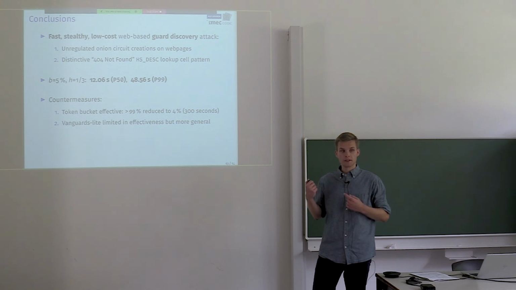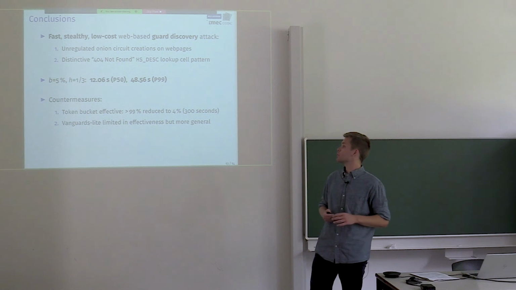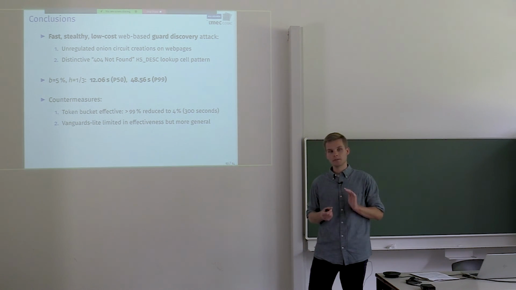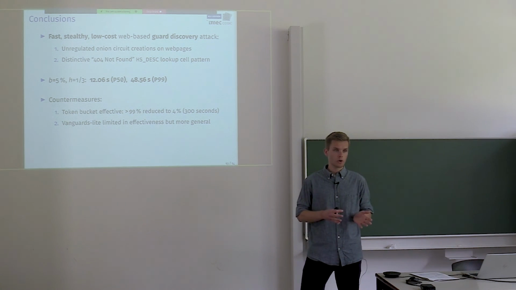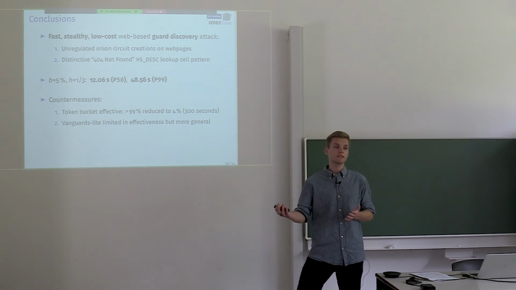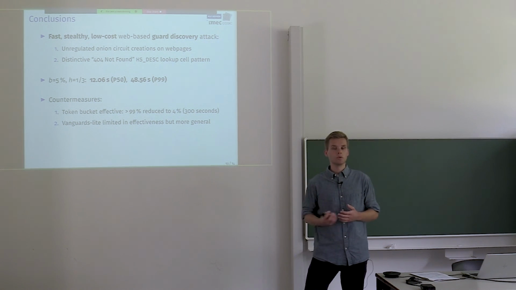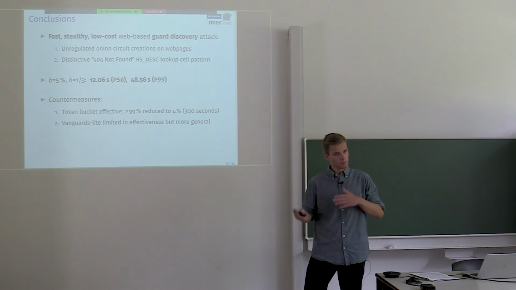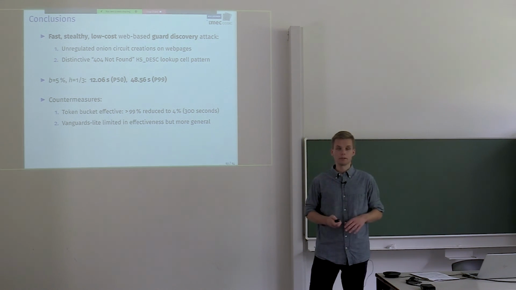Among the countermeasures that we considered in this presentation, we see that the token bucket is quite effective, so it reduces from 99% compromise probability to about 4% after 300 seconds. And Vanguards Lite is limited in effectiveness against our attack, but Vanguards Lite is also a much more general approach, so it changes different aspects that apply to more situations that a Tor browser might encounter. So there are benefits to going with the general route, but against our particular attack, its effectiveness is limited.